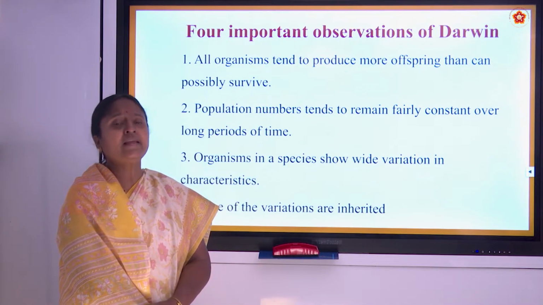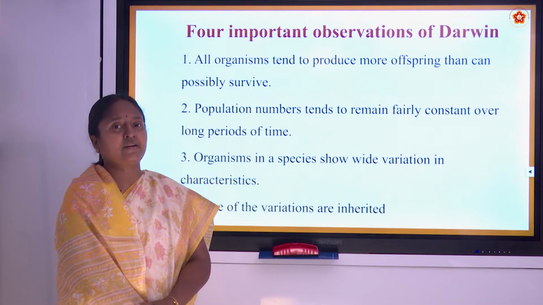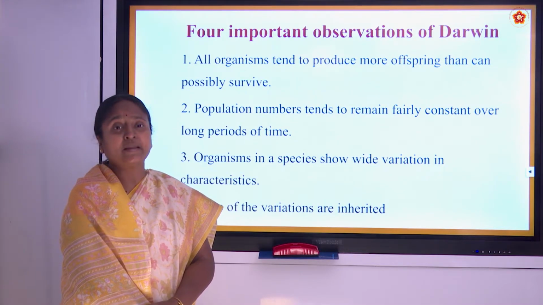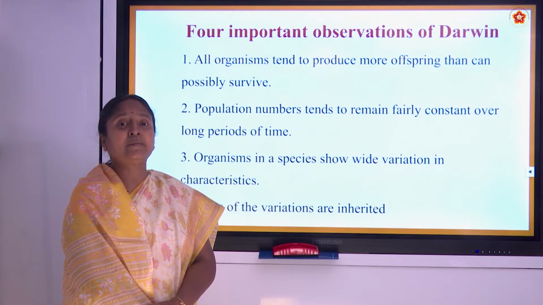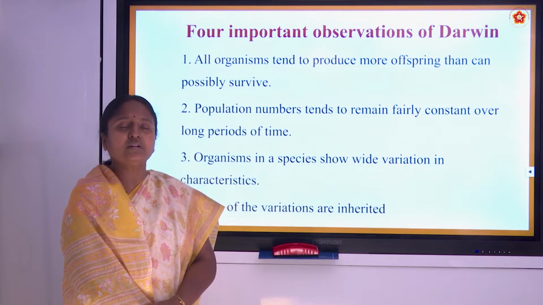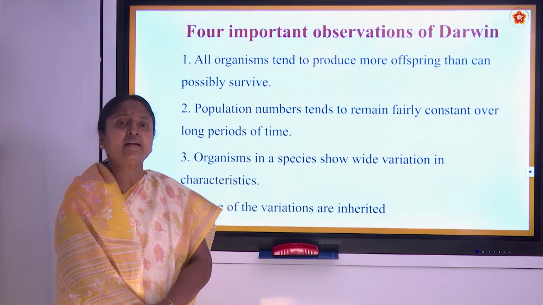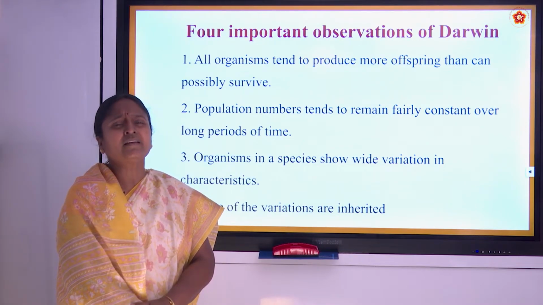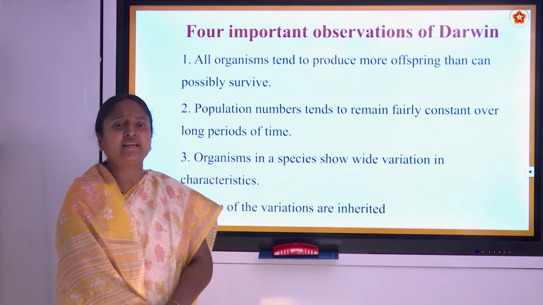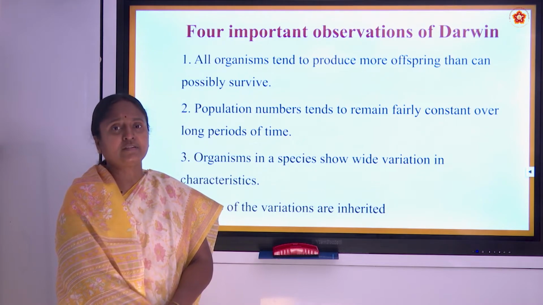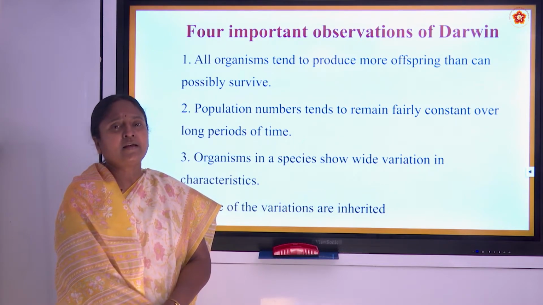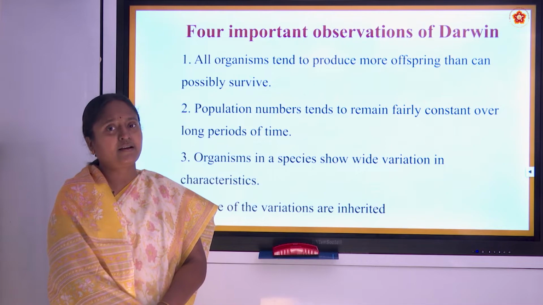Because there will be a struggle for survival. Maybe the cub may get some infection, or some other animal will feed on it, so it may be an easy prey. The puppies cannot walk or run faster, so the cubs become an easy prey for other animals.